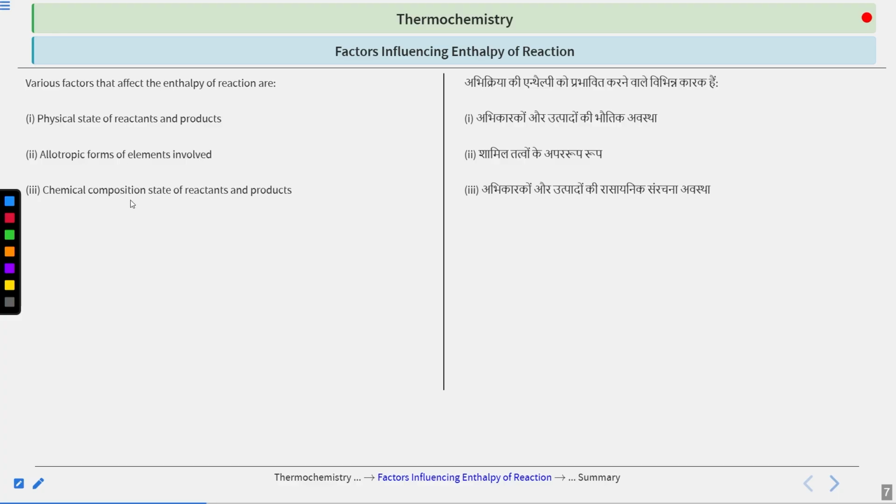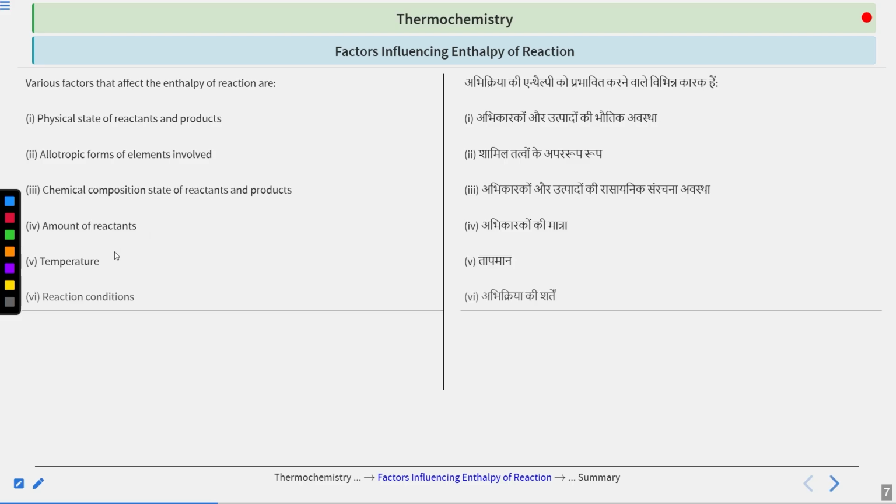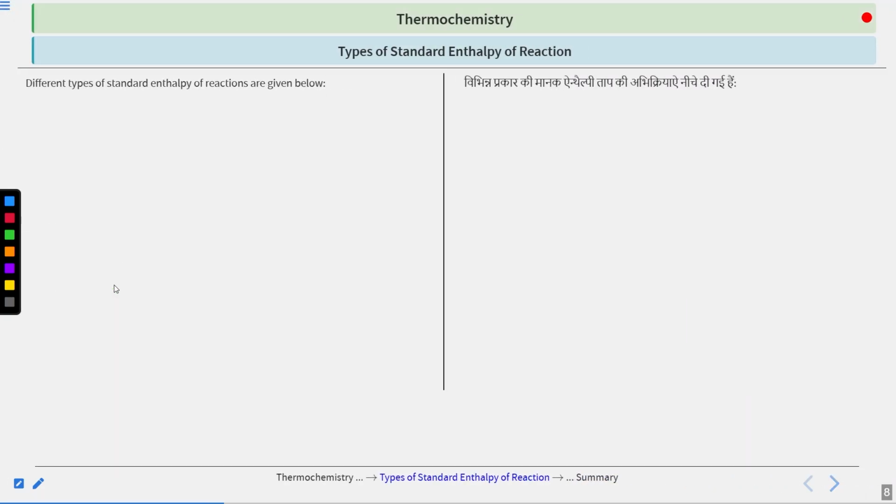Then chemical composition, states of products and reactants, amount of reactant, and obviously temperature and reaction conditions, that is, what the temperature is, what the pressure is, and what the volume is. Temperature is already mentioned, so pressure, volume and number of moles, each of these things is important. Clear?